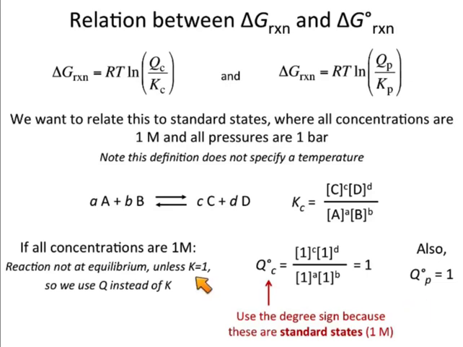So remember, because we're not at equilibrium, we're not calculating the equilibrium constant unless the equilibrium constant happens to be 1, which doesn't usually happen. So we're using Q here instead of K.